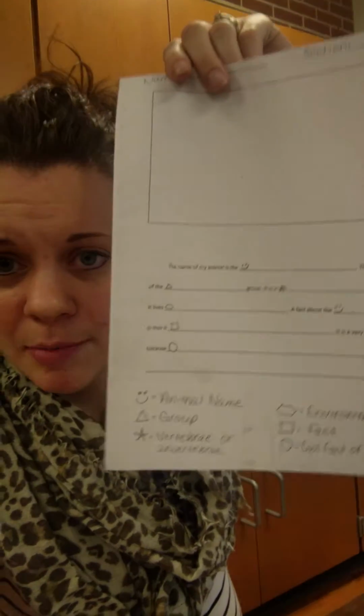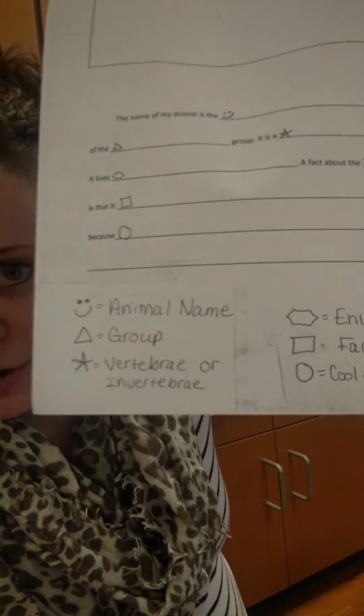I need you to do the bottom part of this sheet first, and it walks you through step by step. It says the name of my animal is, and you can see there is a smiley face. I created a key for you on the bottom, and the smiley face means your animal name. On your blue sheet, there's no smiley face symbol whatsoever. That means you have to create the name of your animal. Just like the plant we did, it cannot be an animal that has already been found. You create it. You come up with a creative name. You come up with a cool thing about it. Okay?